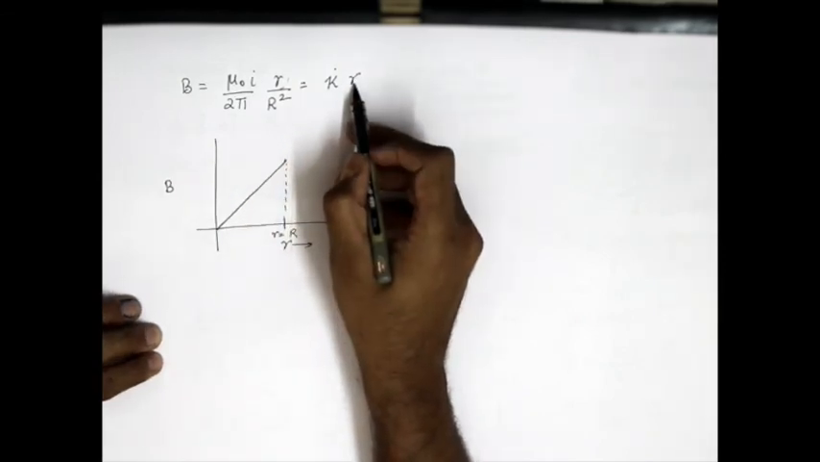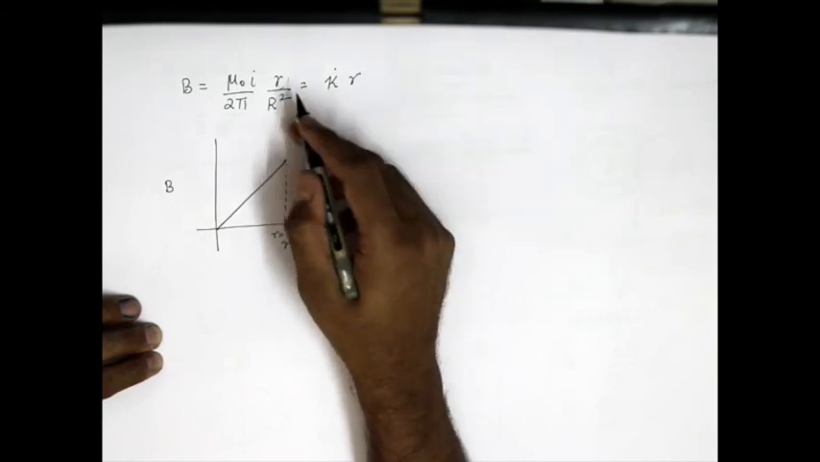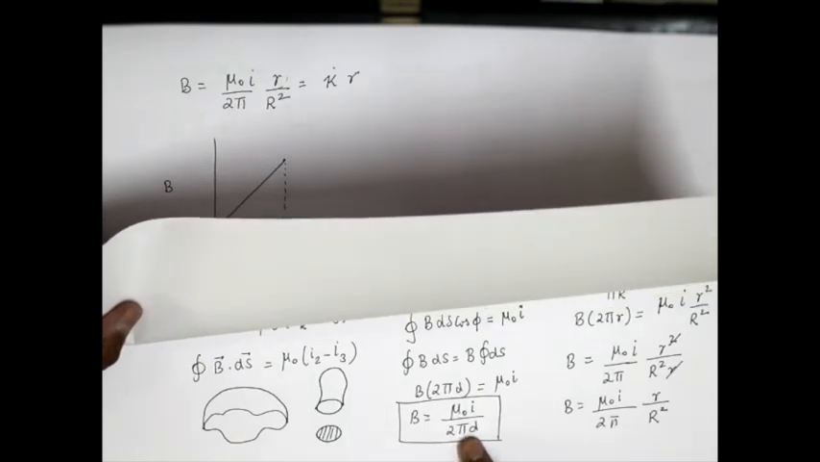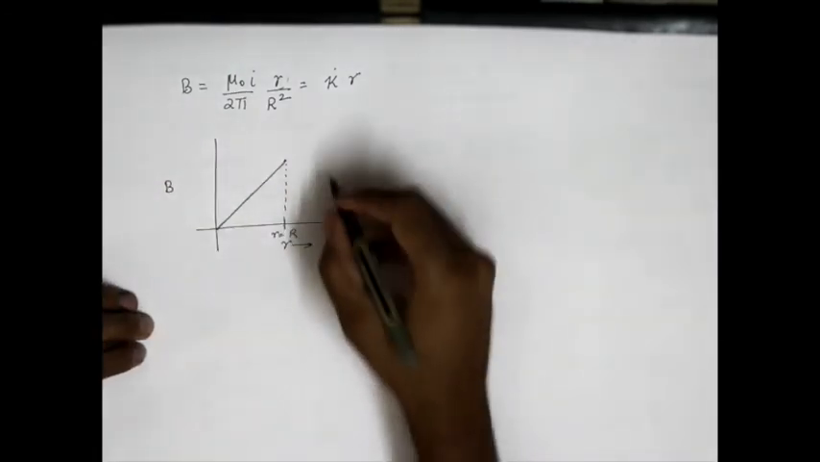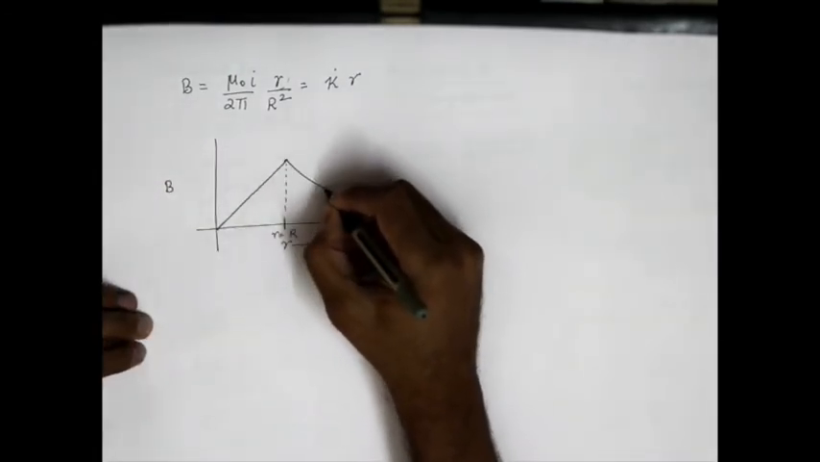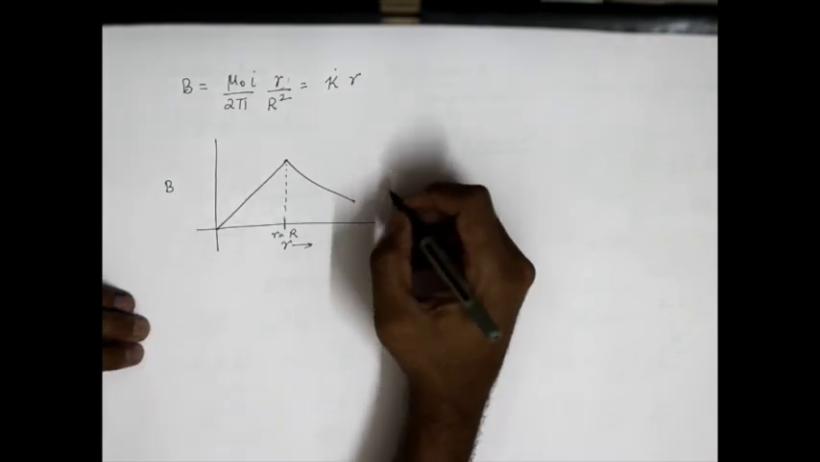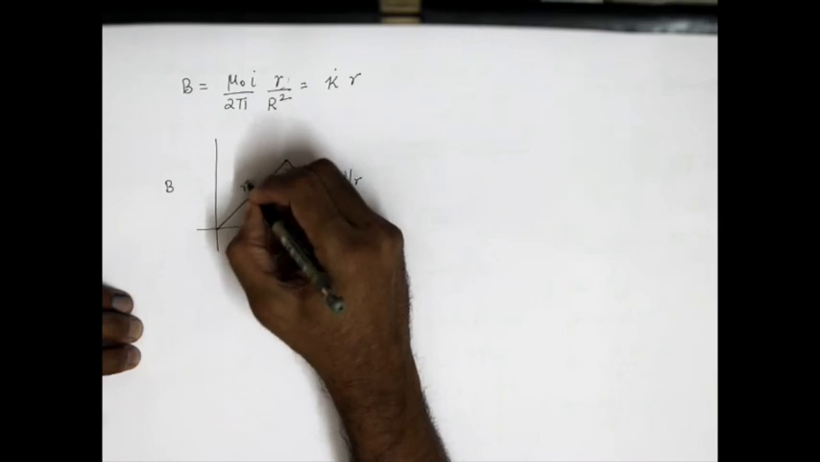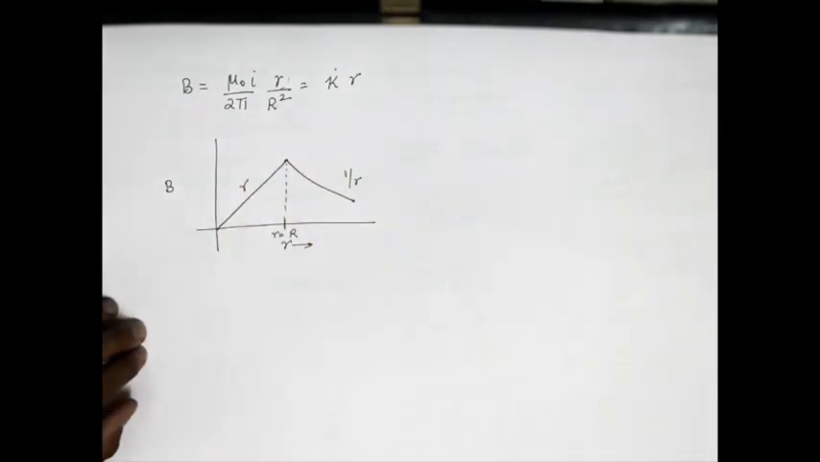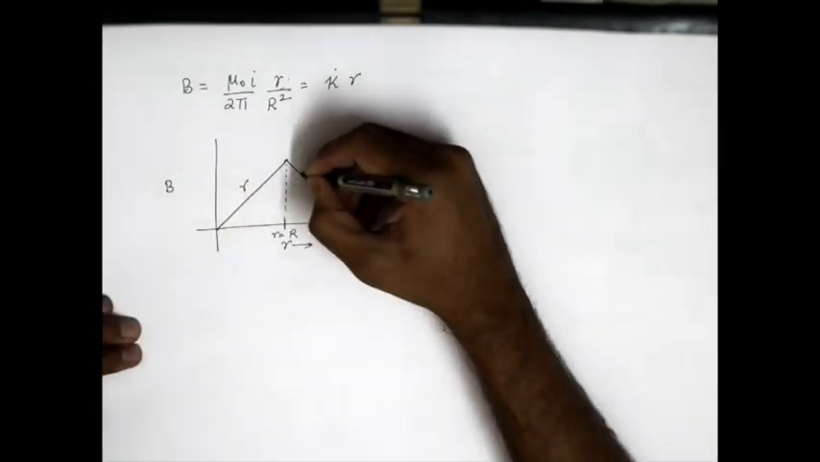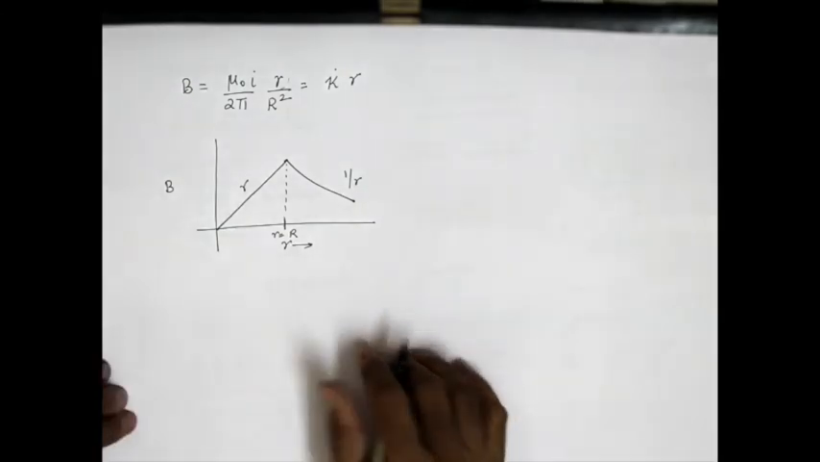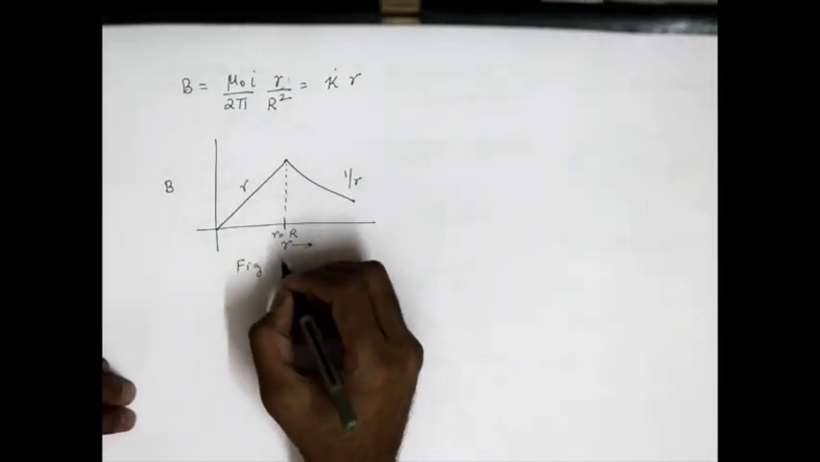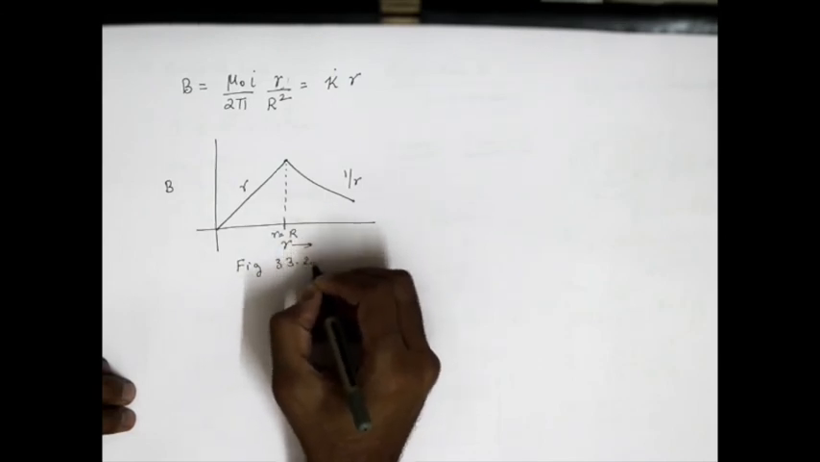Once small r becomes greater than capital R, you will see that it falls off as 1 over r. So therefore it falls off as 1 over r. So this is like 1 over r, this is like r. There is a slight curve to this. You can check. This is figure number 33.23.